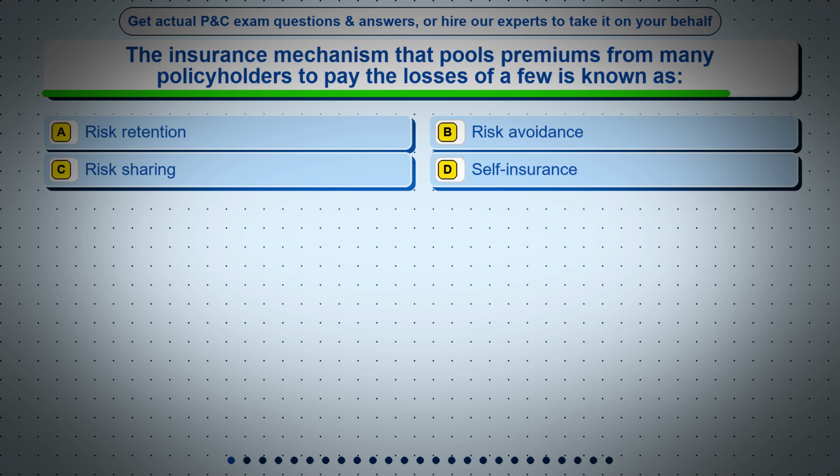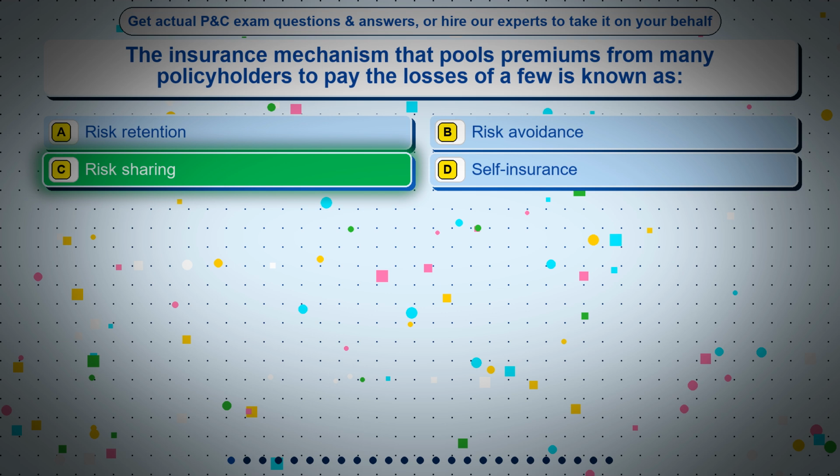Question 1. The insurance mechanism that pulls premiums from many policyholders to pay the losses of a few is known as: Option A. Risk retention. Option B. Risk avoidance. Option C. Risk sharing. Option D. Self-insurance. The correct answer is option C.